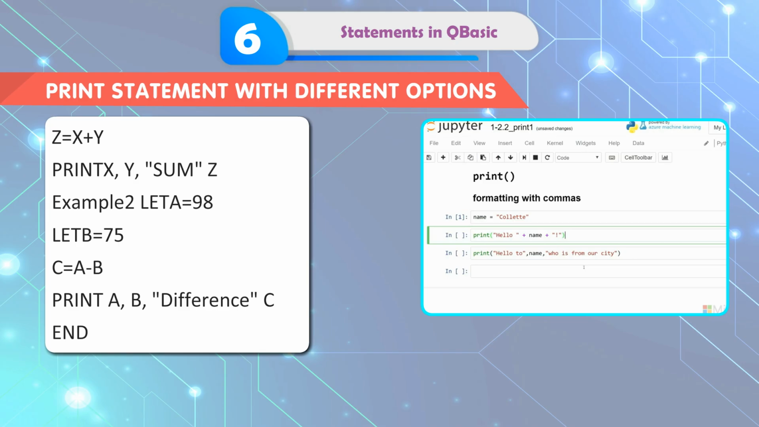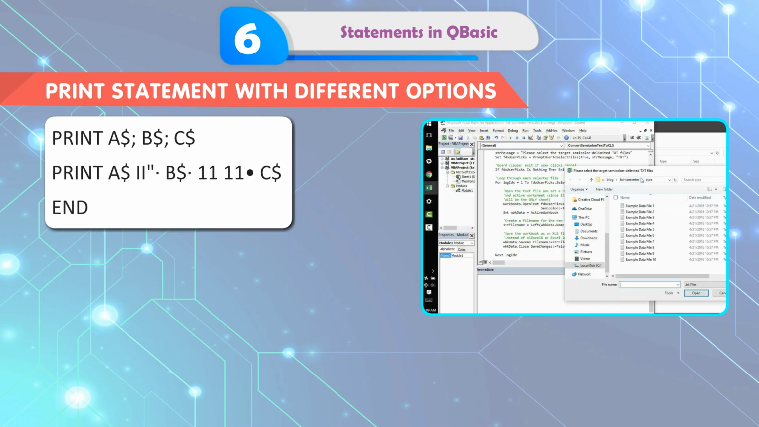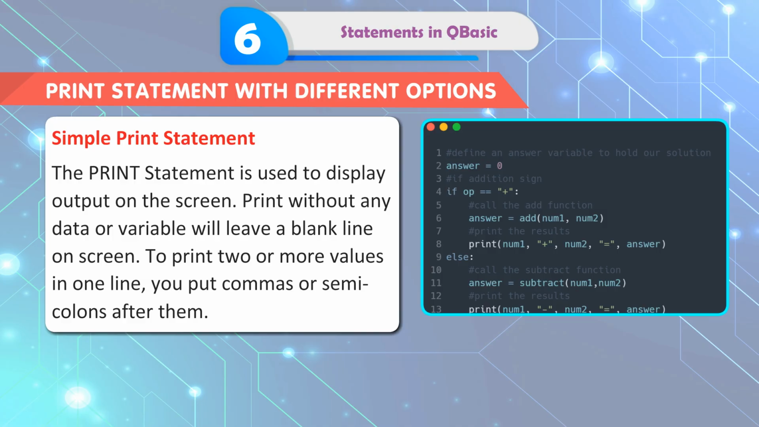Example 2. LET A = 98. LET B = 75. C = A - B. PRINT A, B, C. END. Semicolon separator. This separator allows a single space, as if pressing the space bar, between the two printing statements. LET A$ = "Mates". LET B$ = "Mates". LET C$ = "Shreyas". PRINT A$; B$; C$.